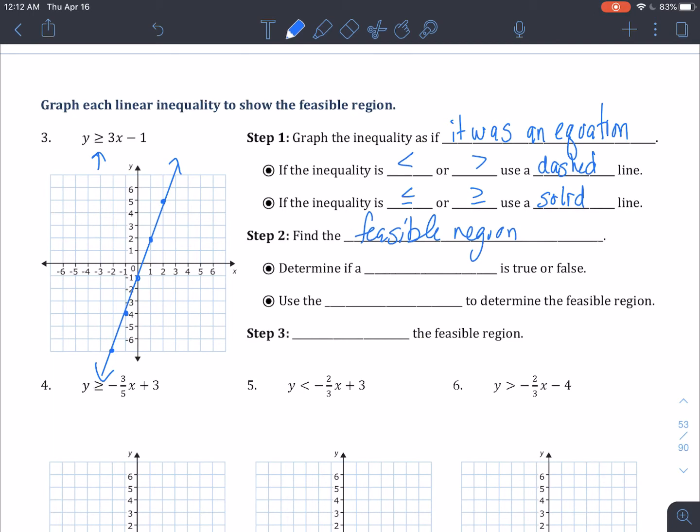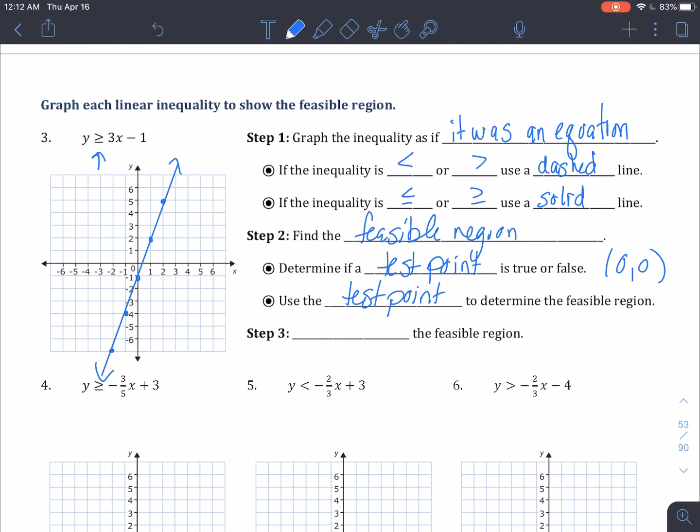How do we do this? We determine if a test point is true or false, and we use the test point to determine the feasible region. One of the best test points is 0, 0. It's basically a point on one side of this line that we've graphed, and if we test it and it's true, that's where all the true values are going to be.